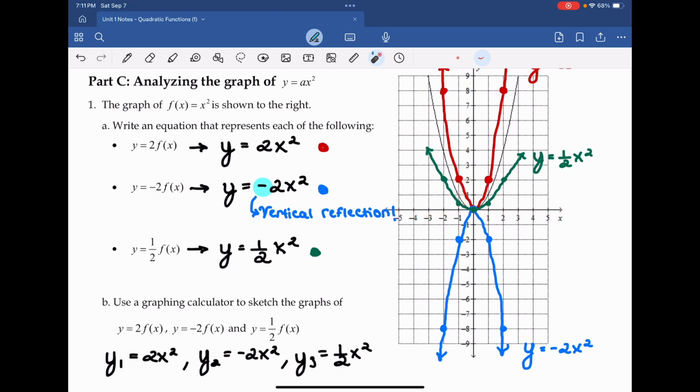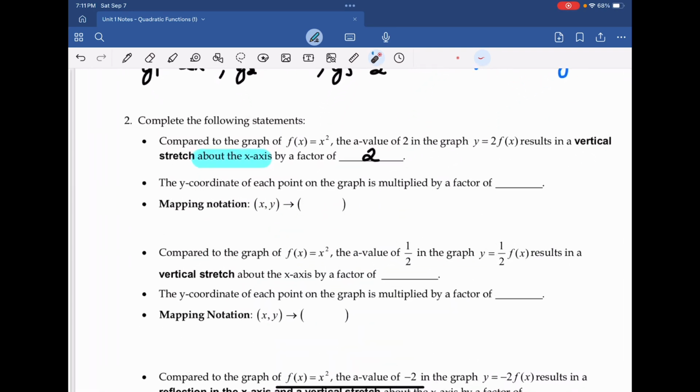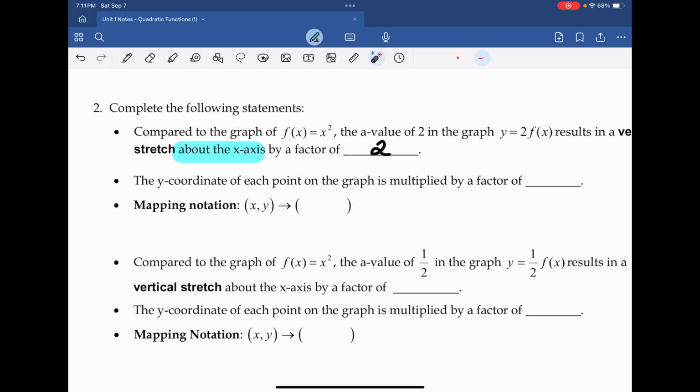Vertical stretches are always either going away from the x-axis or towards the x-axis. So that's why we always say about that axis. Same with the reflection. If I multiply by a negative, it's reflected about this line because we went from facing upwards to then reflecting over this line to facing downwards like this. Okay, moving down here, the y-coordinate of each point was multiplied by a factor of, well, in the case of 2 times the function, it's 2.